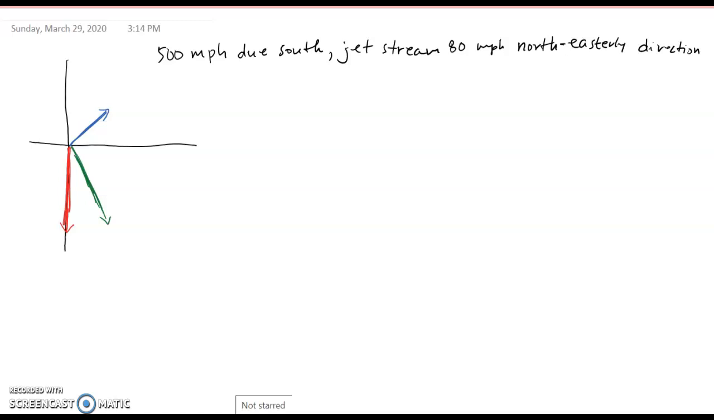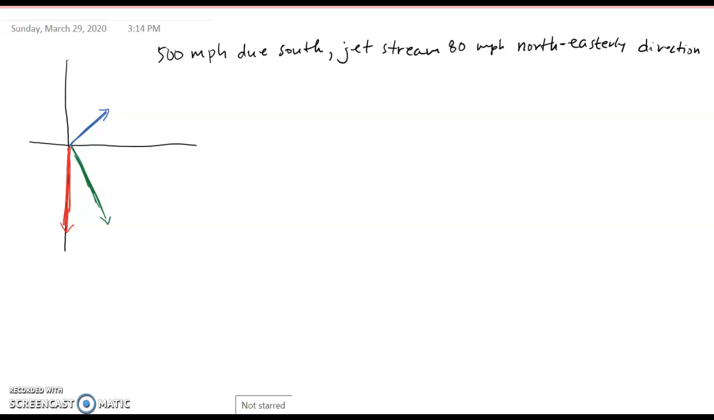the airplane, and then the blue is the jet stream. All right, the green is the path and the vector of where the plane is actually going. All right, because that's the resulting vector when you add the red and the blue.